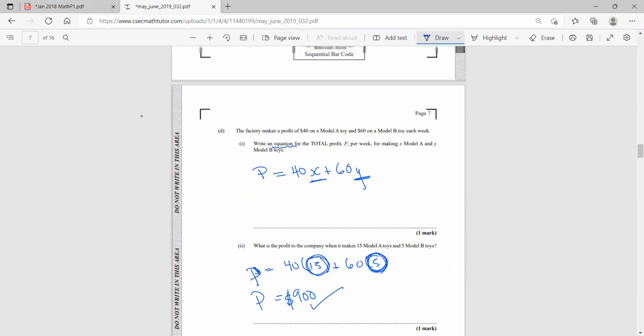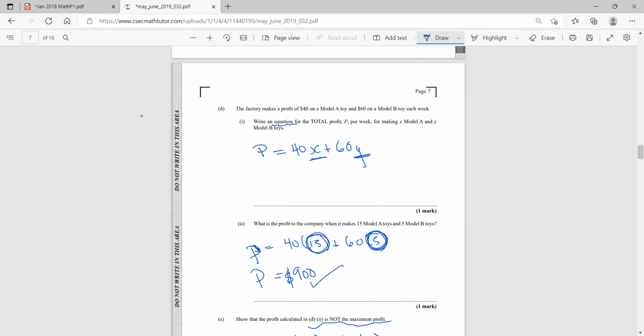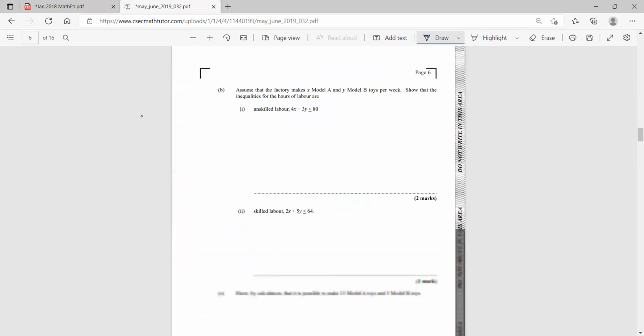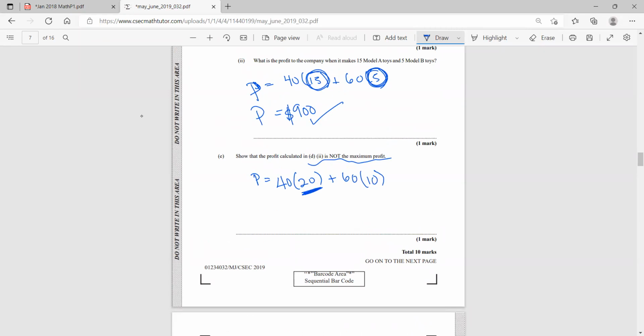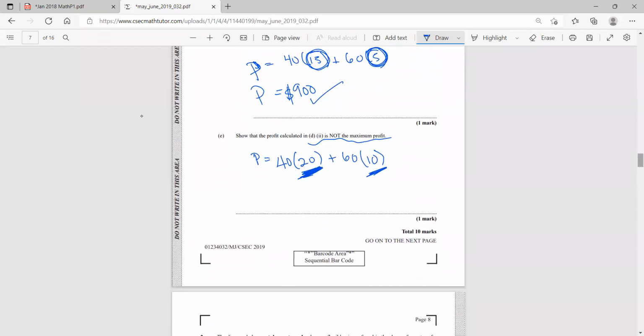Would this work? So remember, we have a constraint that we need to follow, right? Can I make 20 Model A phones and 10 Model B phones? We're doing toys. Yeah, toys, same thing. Can I make that? That's the first question. Can I make 20 Model A and 10 Model B?